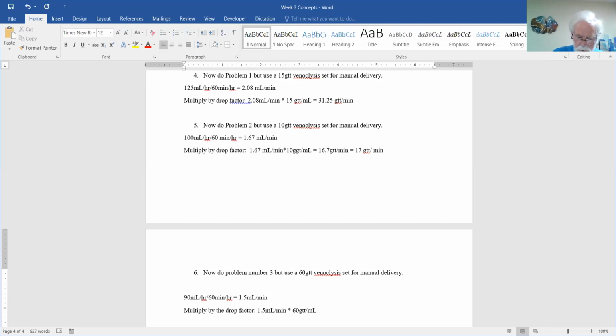So we're going to get, that's going to equal what? 90 drops per minute. So we see that this is a pretty fast rate. Yes. So this might not be the right set, but this is what we were told to use.